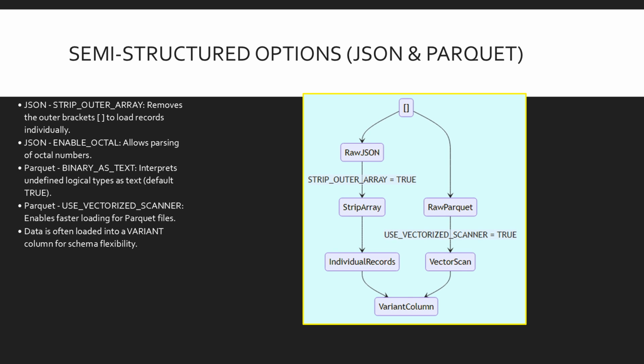This state diagram compares JSON and Parquet processing. The top path shows raw JSON passing through the strip outer array state, breaking it into individual records before landing in a variant column. The bottom path shows raw Parquet utilizing the vectorized scanner state for optimized processing, before also landing in the variant column.